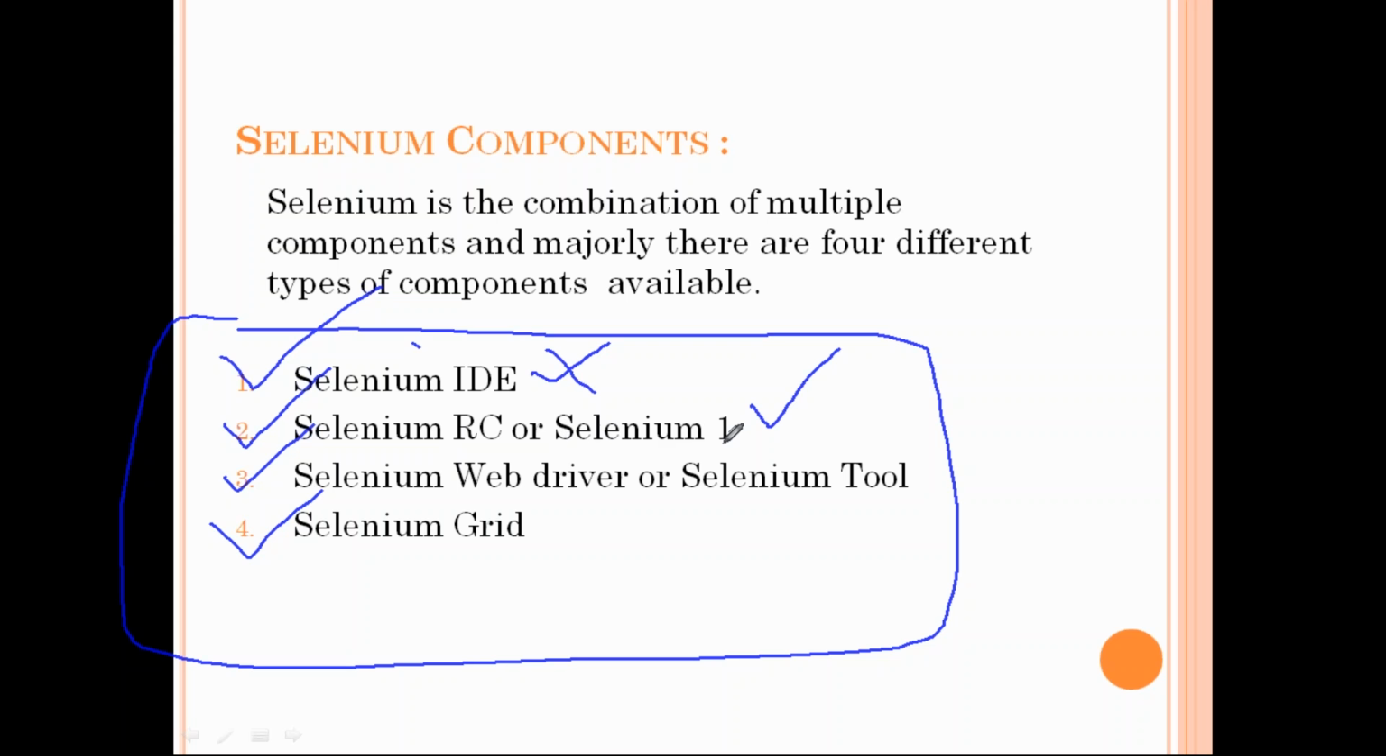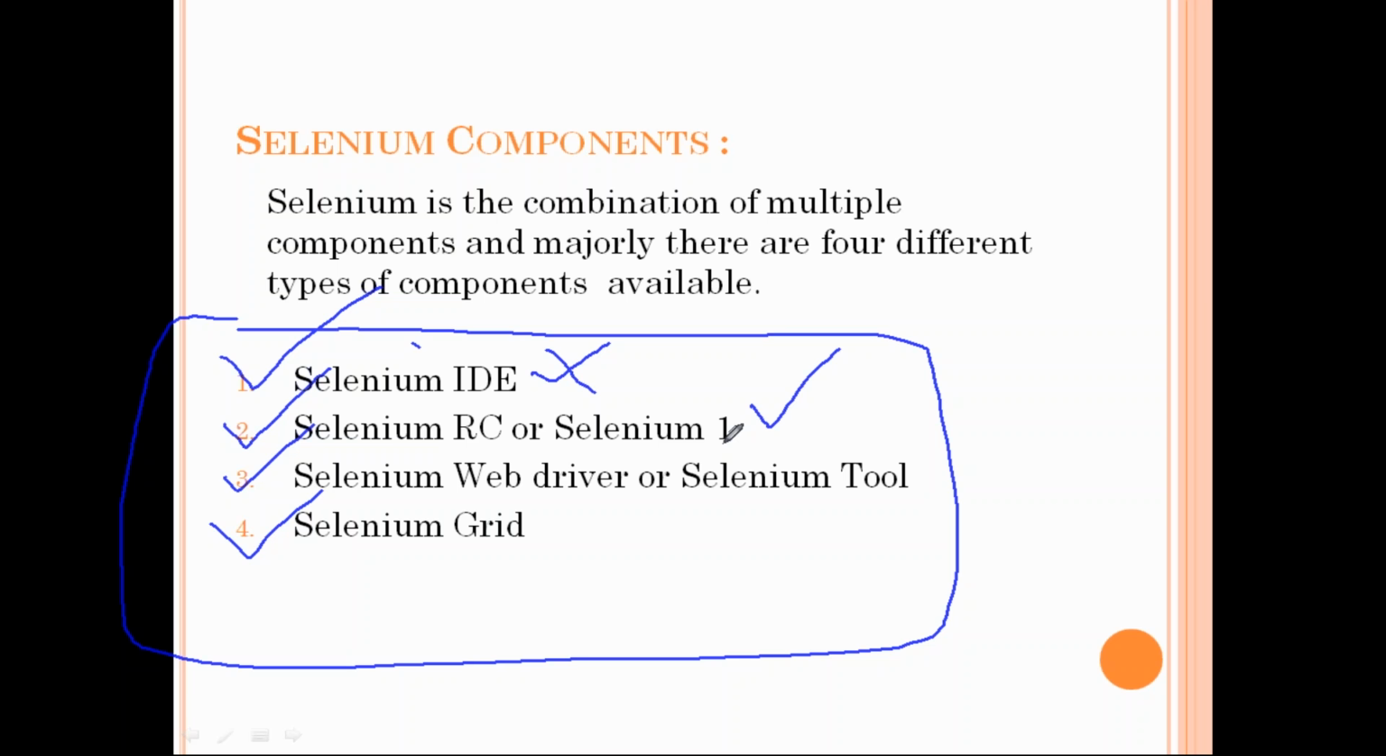We can also call it Selenium 1. Okay, what do you mean by remote control? Remote control in the sense, it is a client server architecture. We have to start the server and then we have to run the code. If my server is off, if my server is not up and running, my code will not execute. It will throw an error, it will throw an exception. So that is something called remote control.